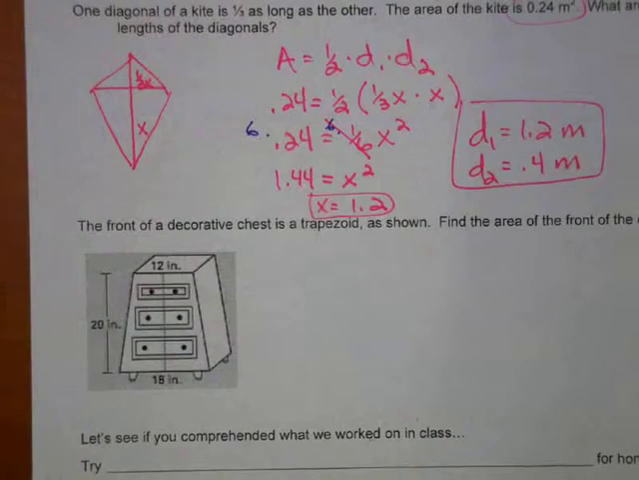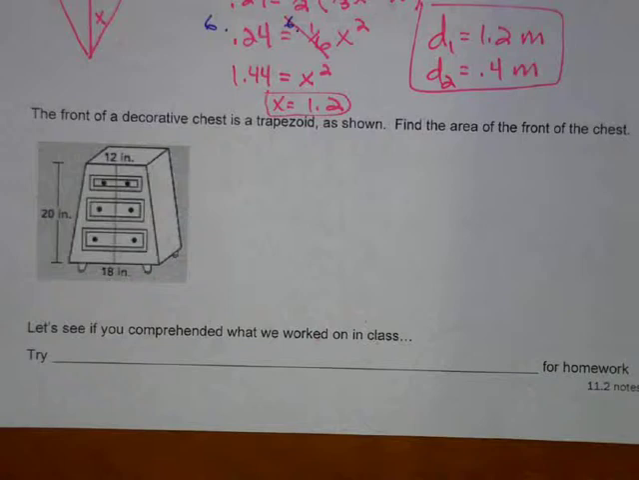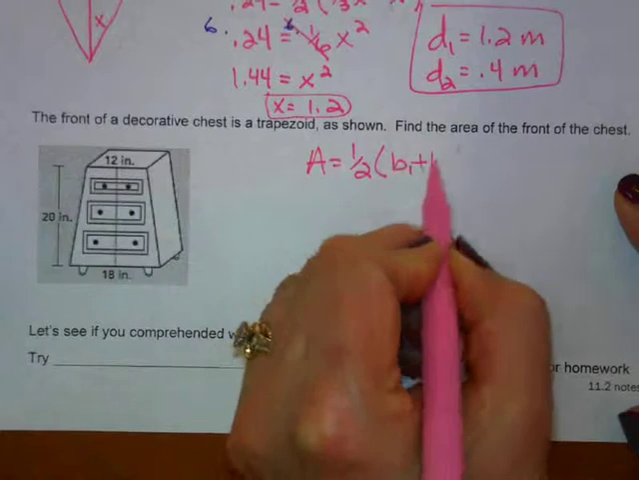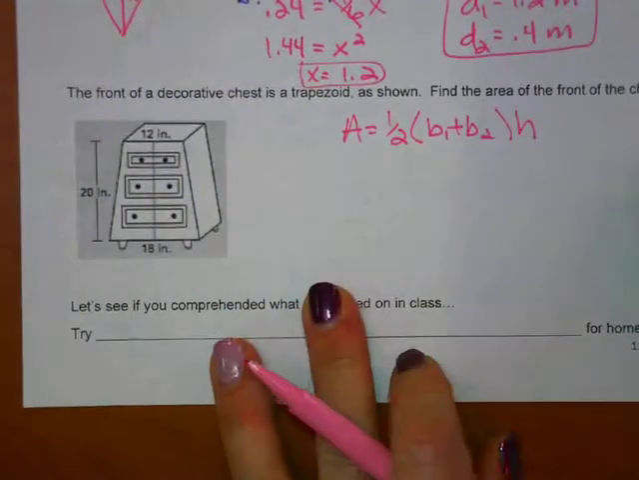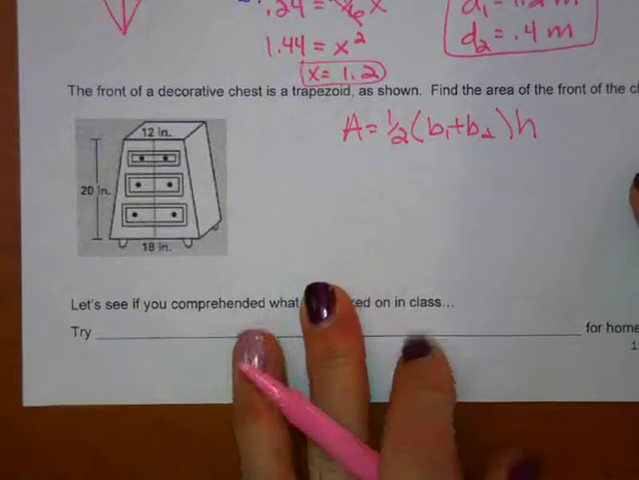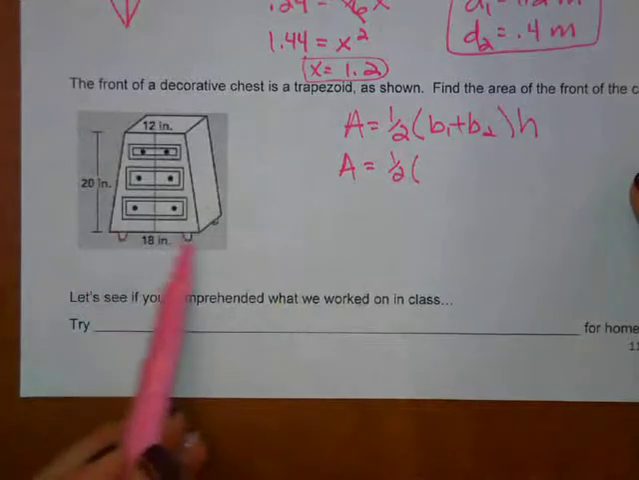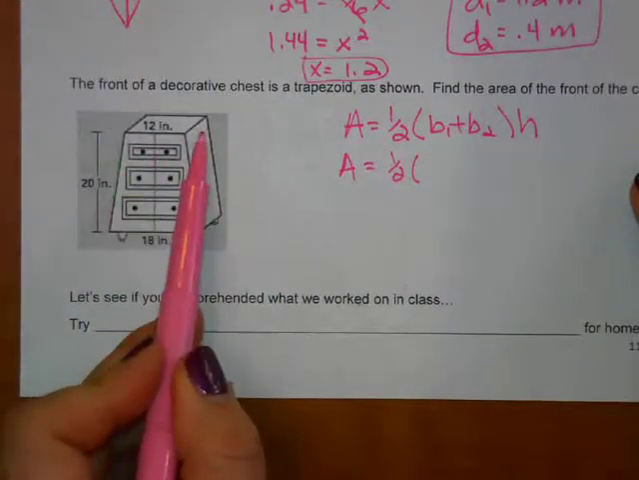Make sense? Okay. The front of a decorative chest is a trapezoid as shown. Find the area of the front of the chest. And I looked at that and I'm like, really? That's all you want us to do with this problem? It's true. We just have to find the area. Area equals 1/2 base 1 plus base 2 times the height. And we're going to plug in what we know. I don't know the area, but the bases here are what? 18 and 12, right? Times the height, which is 20.